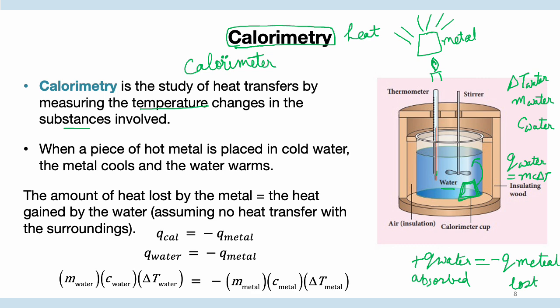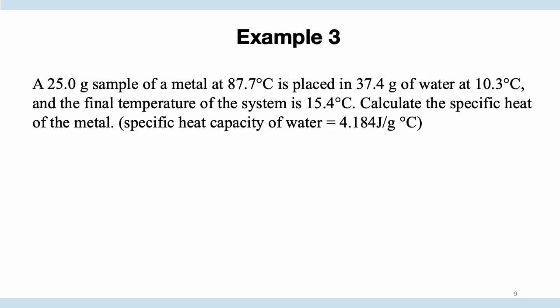Okay. Let's try some questions based on this technique. A 25-gram sample of metal at 87.7 degrees Celsius is placed in 37.4 grams of water at 10 degrees Celsius, and the final temperature of the system is 15.4 degrees Celsius. Calculate the specific heat of metal, and the specific heat of water is given to you. Okay, so it's a lot of information. Let's separate the information. What's given to us?